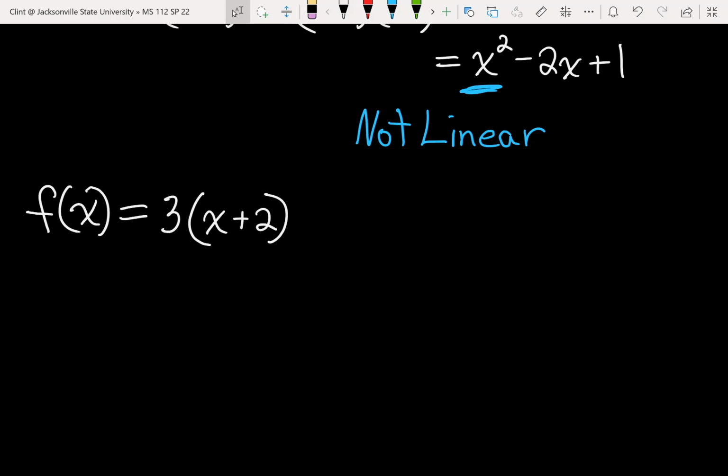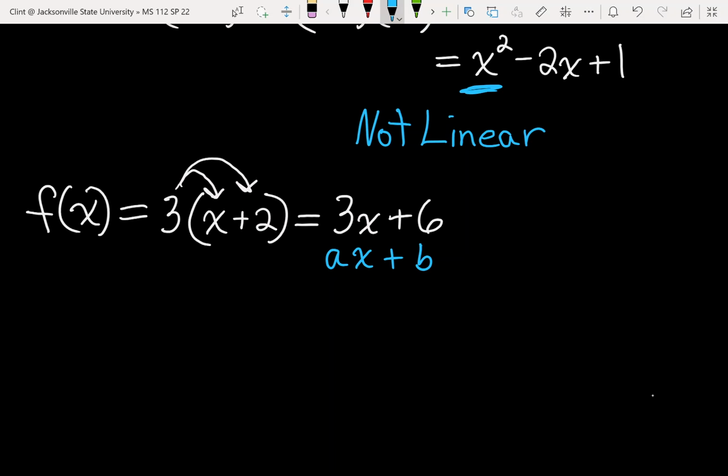What about that one? What do you think? Think it's linear or not? And you might be able to think ahead. We can go ahead and put it in ax plus b form. Right? If we distribute the 3, we'll get 3x plus 6. So this is in ax plus b form. So this one is linear.